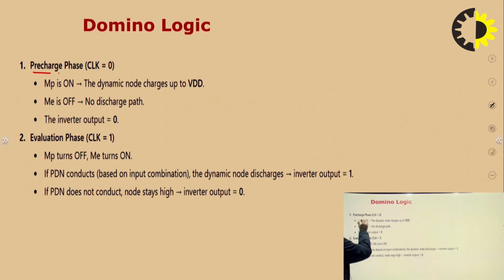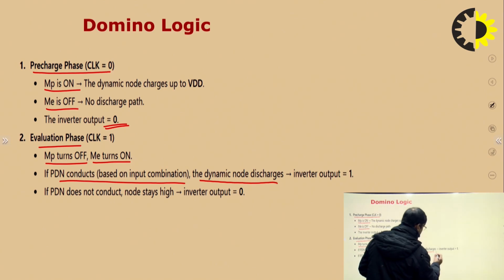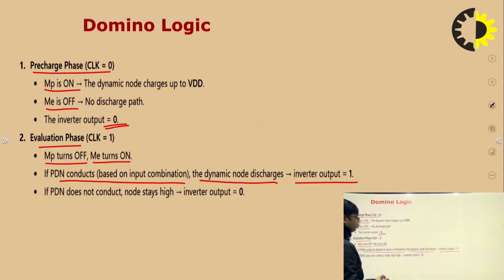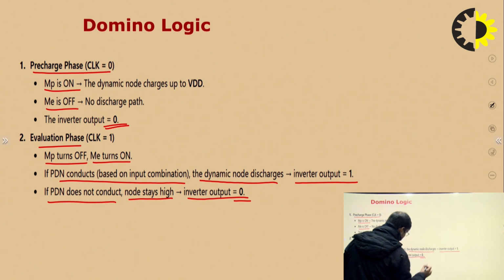See here, during the pre-charge phase, when the clock is 0, the PMOS transistor is on, the NMOS transistor is off, and the inverter output is logic 0. During the evaluation phase, PMOS is off and NMOS is on. Now, if the pull down network conducts based on the input combination, then the dynamic node discharges and the inverter output goes to 1. And if the PDN does not conduct, then the node stays high and the inverter output is 0.